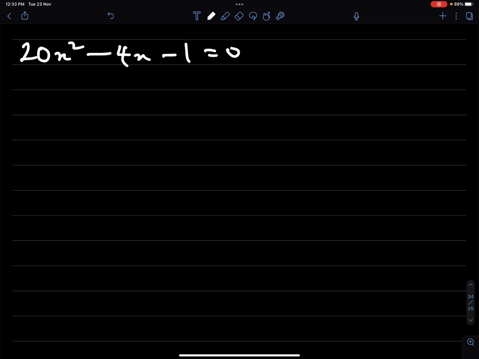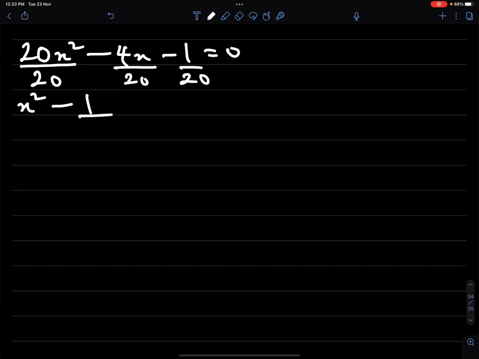First of all, we'll check what the coefficient of x squared is. If it is not 1, if the coefficient of x squared is greater than 1, we divide through by that value. So I'm dividing through by 20. 0 over 20 is still 0, so I don't need to write that. This simply means x squared minus 1 over 5x minus 1 over 20 equals 0.